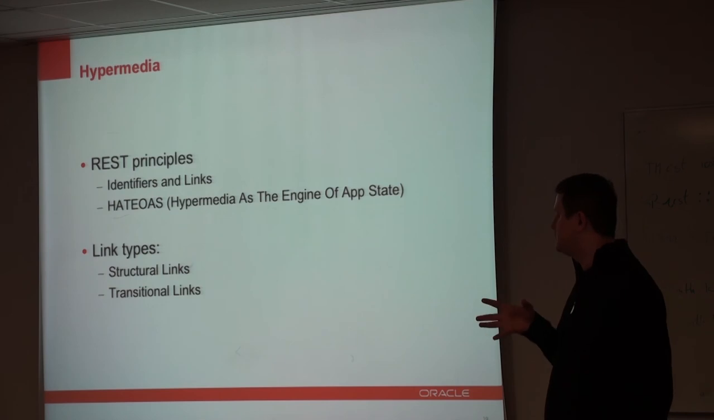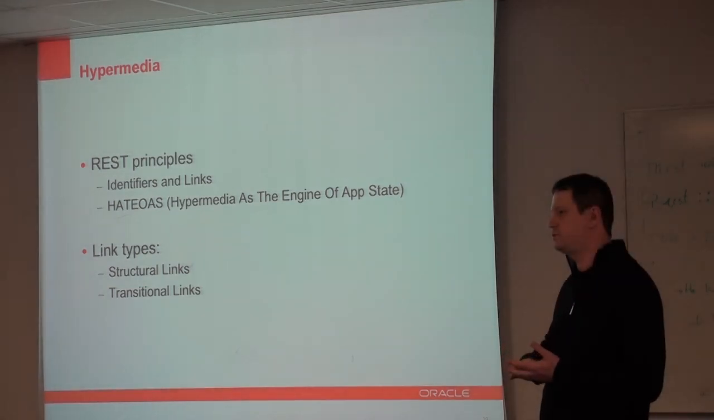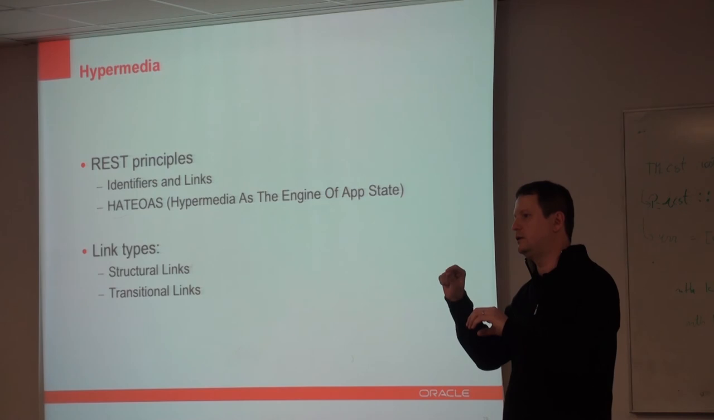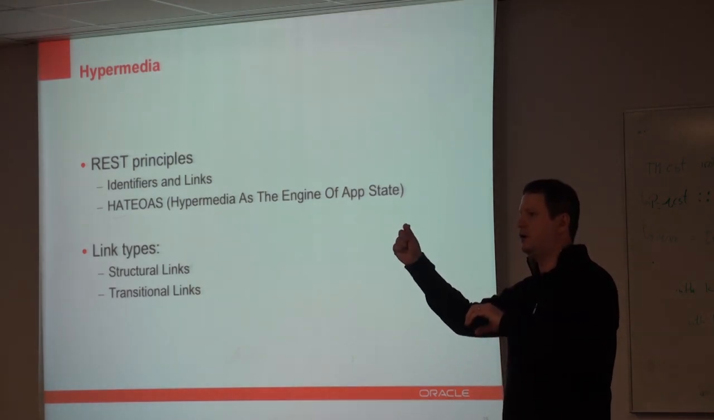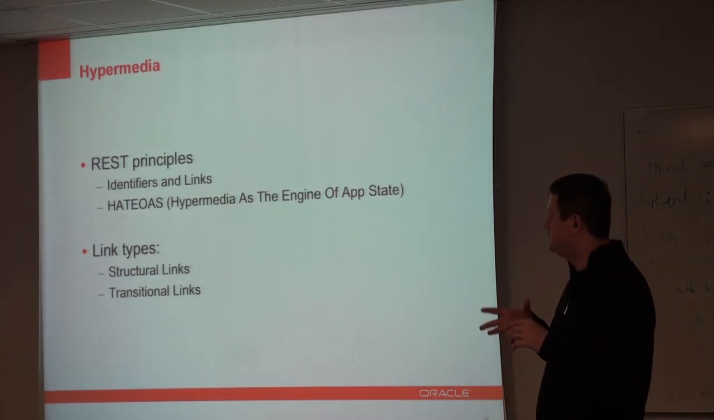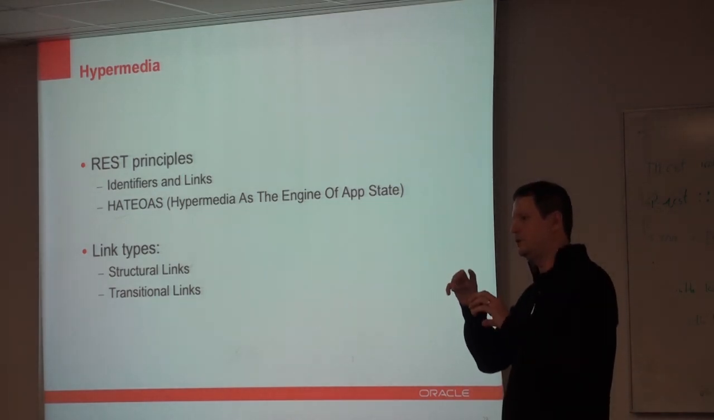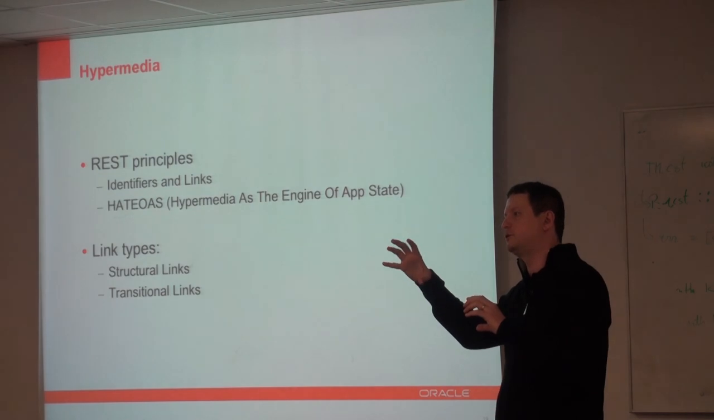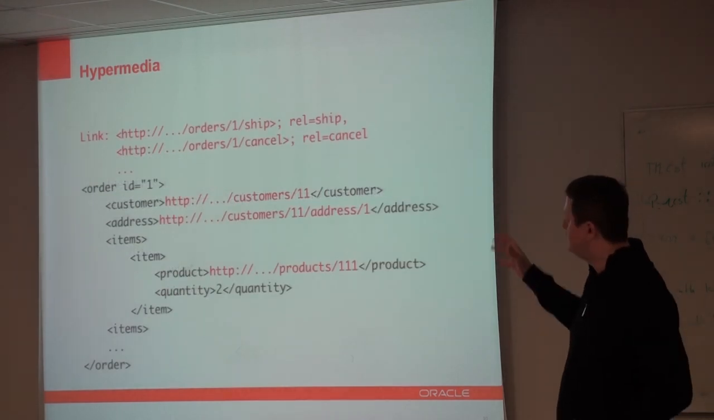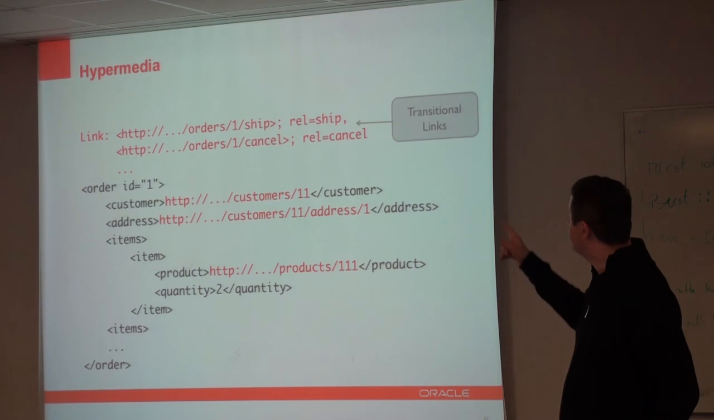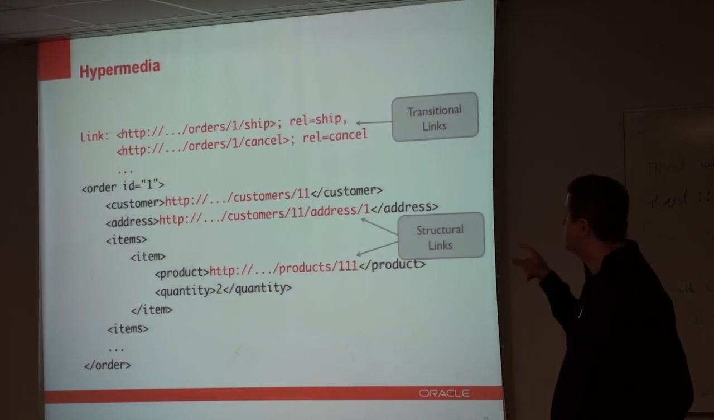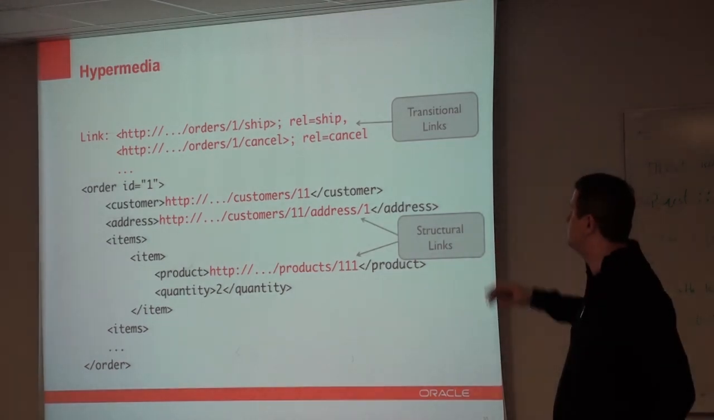Currently, we consider supporting two types of link. One is transitional, which provides you a view of a resource and tells you what the possible next states are that you can get to, like you have the order, you can get to the ship address for the order, or something like that. The other are structural links, which provide links from these resources to more fine-grained or related information about the resource. Basically, the ones on the top are the transitional links, which tell you how to ship or cancel the order. The other ones are structural links, which provide more information about the order, and information on the customer address and stuff.